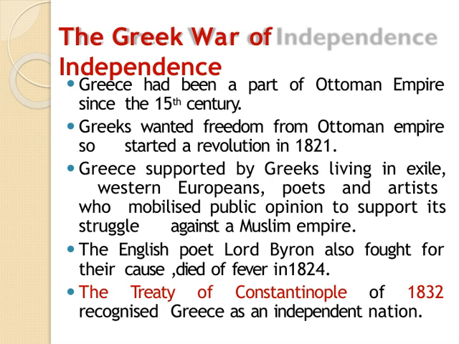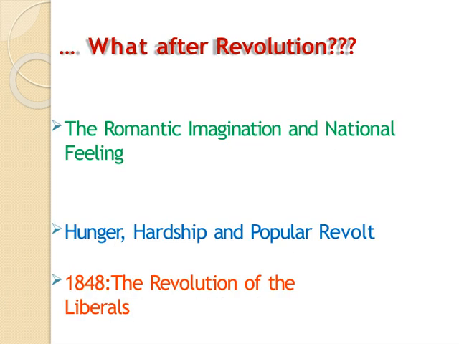Eventually, this collective effort led to Greece being recognized as an independent nation. The Treaty of Constantinople in 1832 officially acknowledged Greece's independence, marking a significant victory in the broader story of national liberation and the decline of empires. This chapter exemplifies how international support and cultural influence can shape major political changes, aligning with our overall theme of independence movements across Europe.